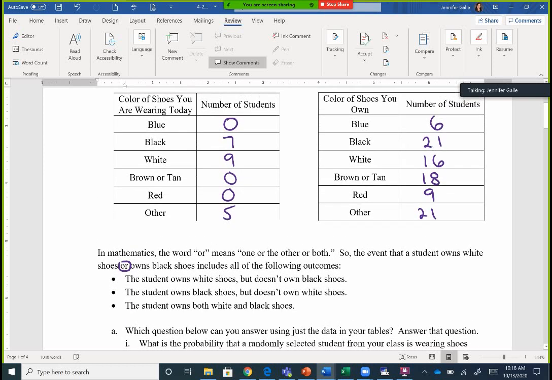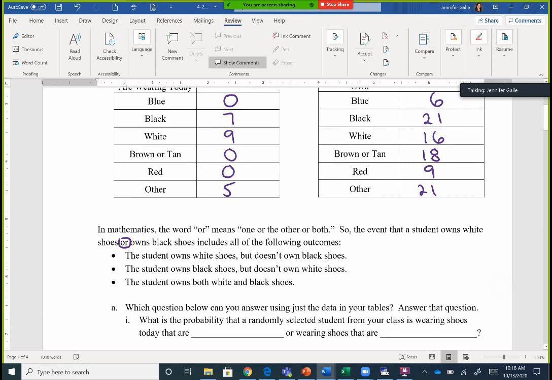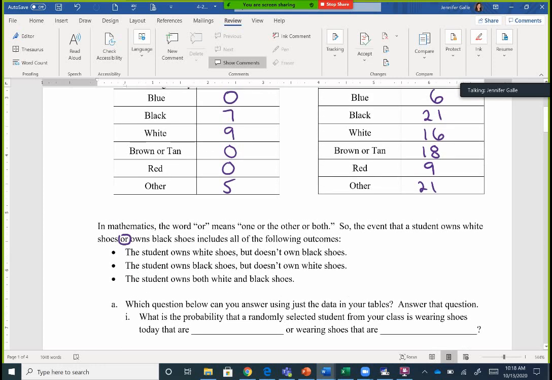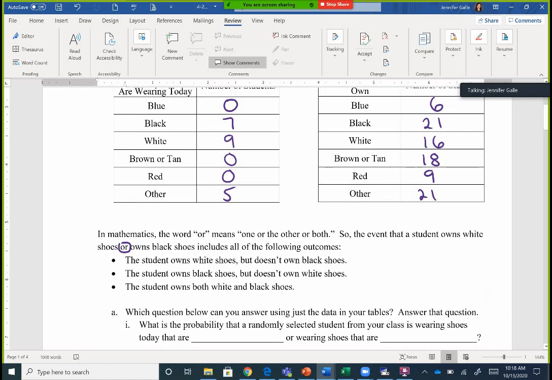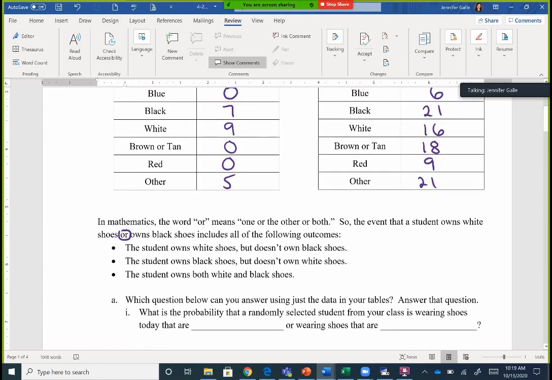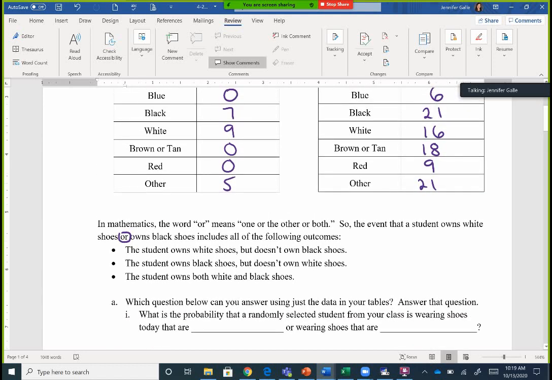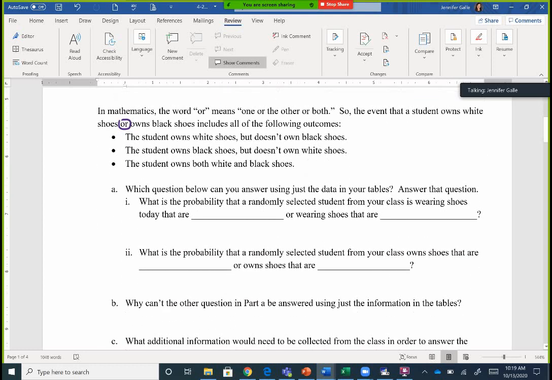So let's do white's. Okay, we'll have to just do black and white because other's not going to work either. Okay, so let's go.